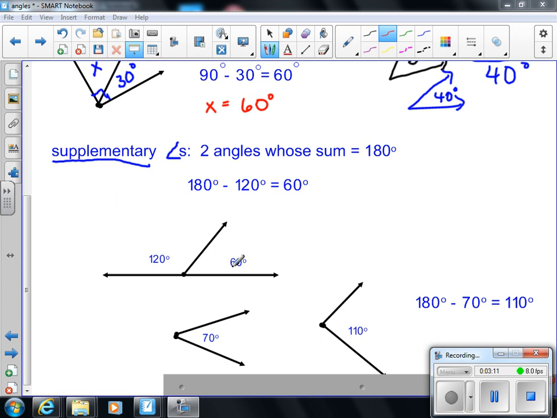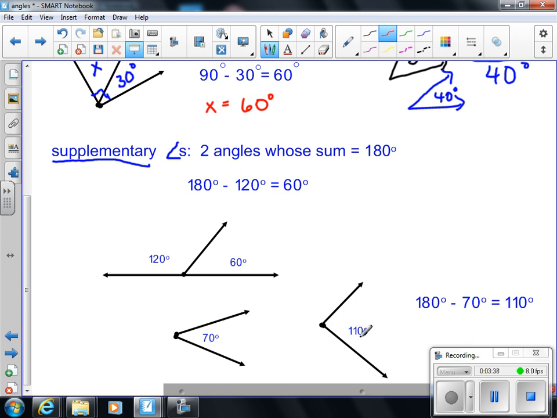If one was missing, let's say that I didn't know this was a 60-degree angle, and I just told you that this was 120. We can find the 60-degree angle by subtracting. Subtract 120 from 180, and you're left with 60. Now these are adjacent angles. We talked about adjacent yesterday. They share a side. You might have an example in which they are not adjacent, and that's okay.